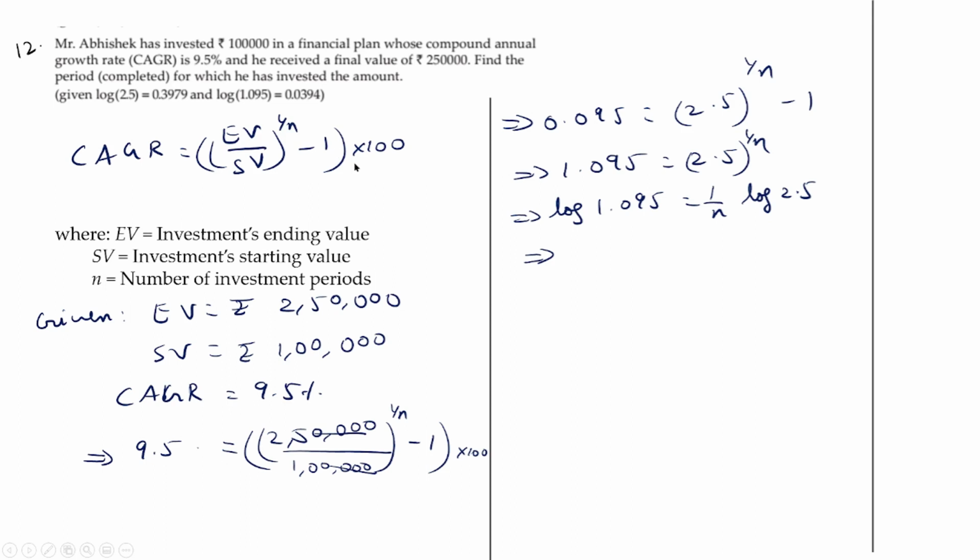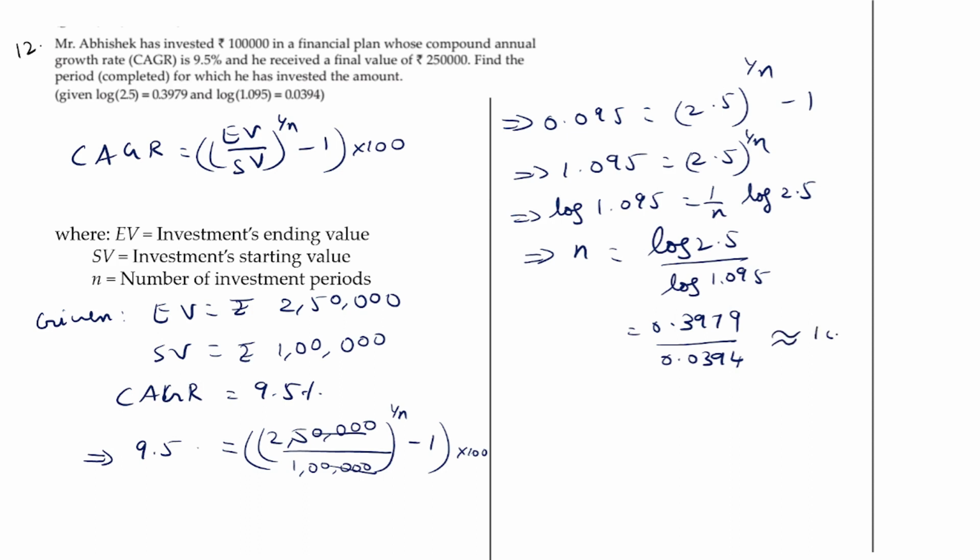1.095 is given here. From this we can write n is equal to log 2.5 upon log 1.095. The log values are given in the question. Let us substitute here. This is 0.3979 upon 0.0394. This, when we simplify, we get it as approximately equal to 10. Therefore, n is equal to 10 years.